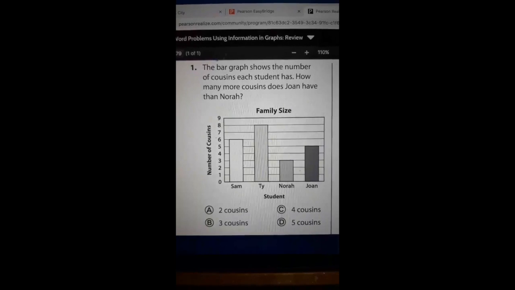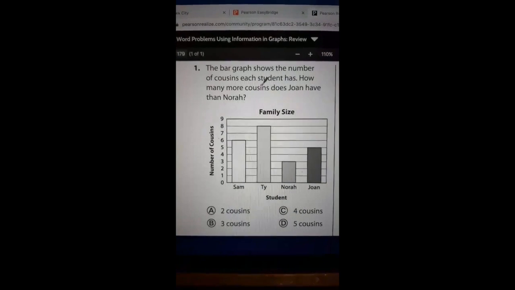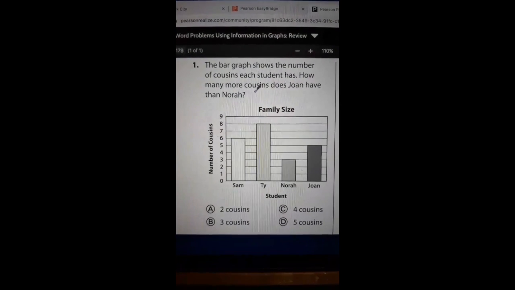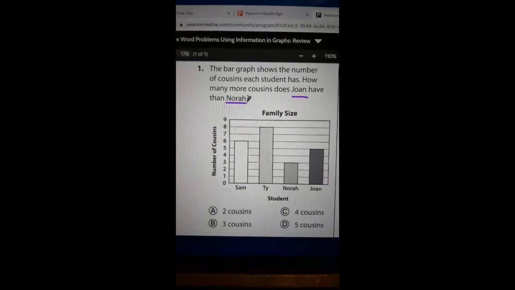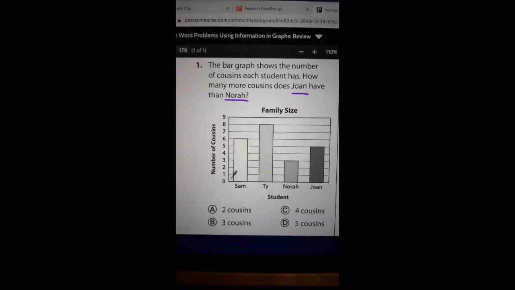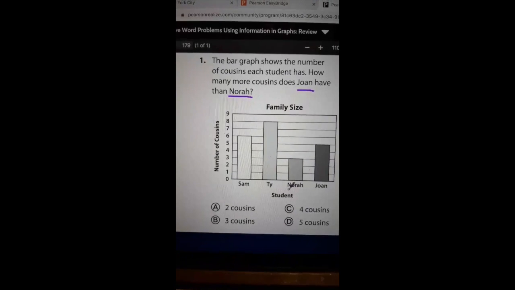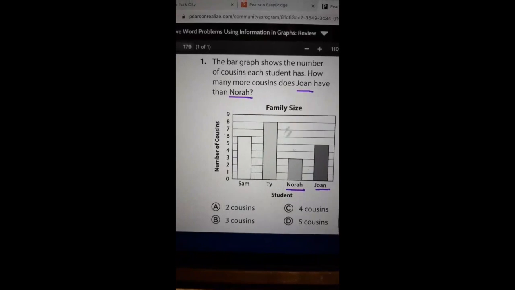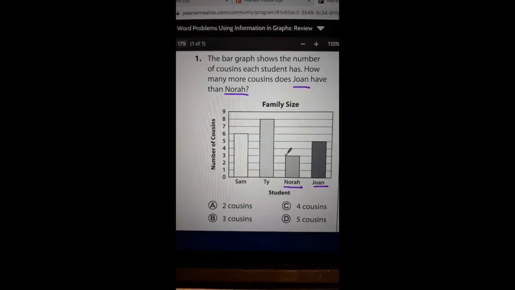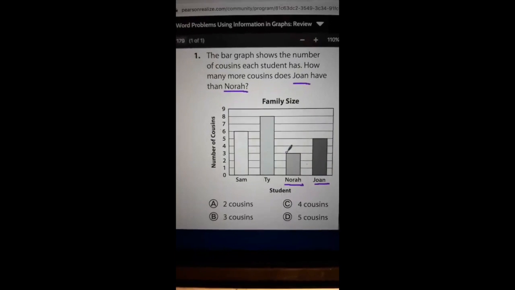So the bar graph shows the number of cousins each student has. How many more cousins does Joanne have than Nora? So we know we're focusing on Joanne and we're focusing on Nora. Let's look at this side of the graph. It actually shows you the frequency. We're going to look at the names of each student and focus on Nora and Joanne. The first thing we want to know is how many cousins Nora has and how many cousins Joanne has.